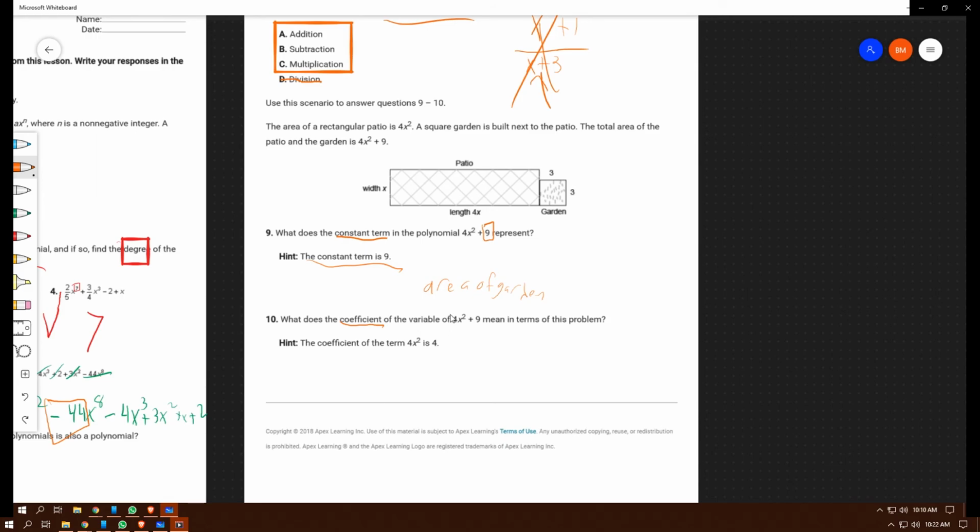Coefficient, all right, we talked about coefficient already, and they remind us it's the number in front of the variable, the number that's multiplying. So in this case, it's 4. And for this scenario, the 4 is just saying that the length of the patio is 4 times as much as the width. So the length is 4 times bigger than the width for the patio. That's all really the 4 is telling us. So length of the patio is 4 times as much as the width.